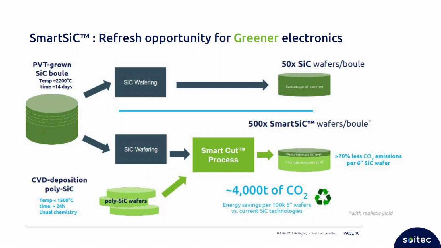With the refresh, we take the same number of donor wafers, we associate them with the poly-SiC made by CVD, at quite lower temperatures, shorter times to prepare, and quite usual chemistry also, and we refresh, and so with one boule we create 500 SmartSiC wafers. So we multiply the number of wafers from each boule, and we of course save some energy and save some CO2 emissions per wafer.